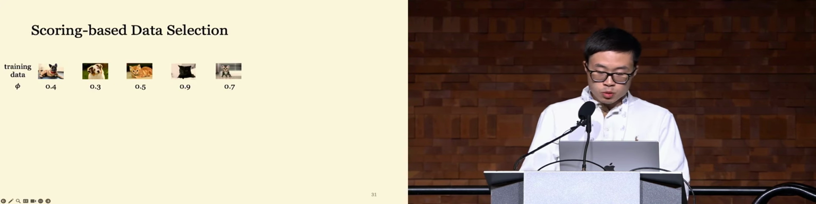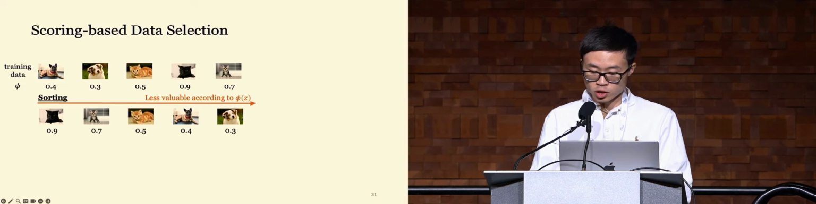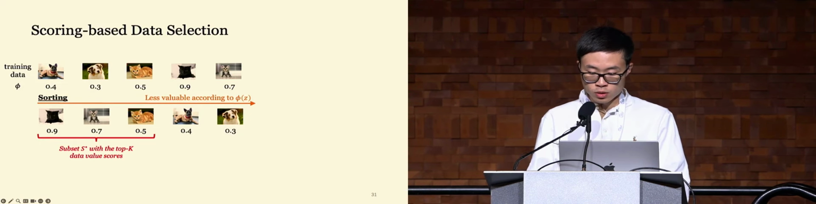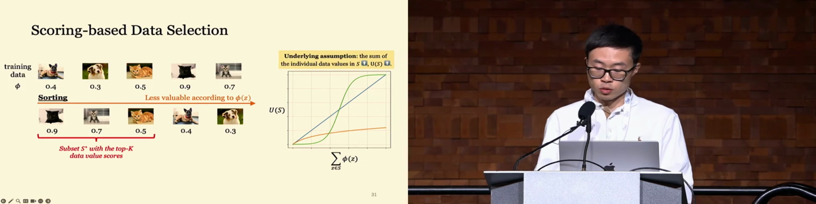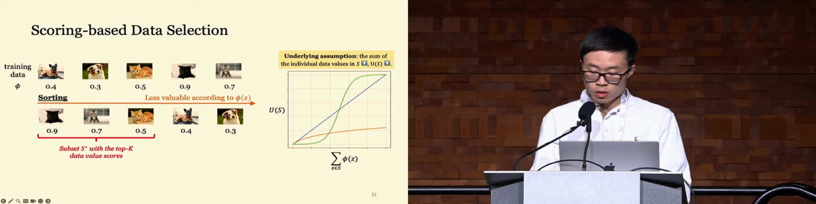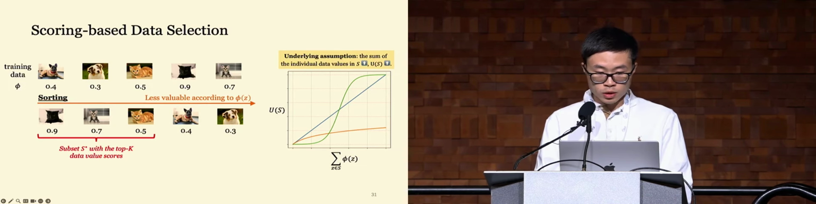This assumption is particularly powerful because it leads to a very simple data selection strategy, which is just assigning some scores to each data point and picking the K data points with the highest scores. So this transforms our complicated combinatorial optimization problem into a simple sorting problem.